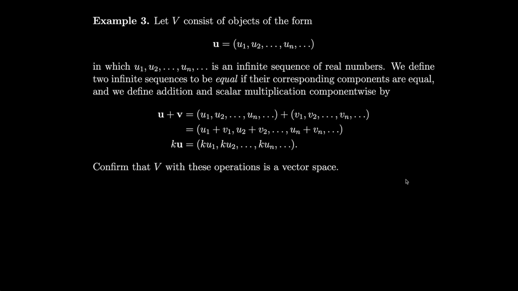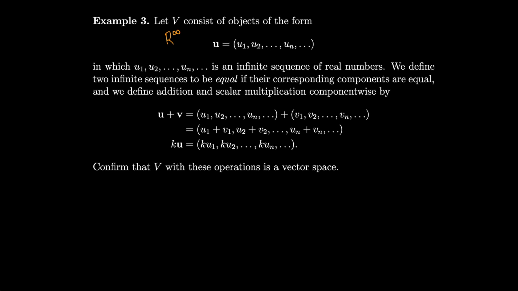How about we let V consist of objects of the form u equals (u1, u2, through un, and so on). Notice in this case, we keep going. So this is an infinite sequence of real numbers. We'll define two infinite sequences to be equal if their corresponding components are equal, and we define addition and scalar multiplication component-wise to be basically the same as it was before, except that we do it infinitely. How about we confirm that V with these operations is a vector space? By the way, in this case, V is called R infinity instead of Rn.